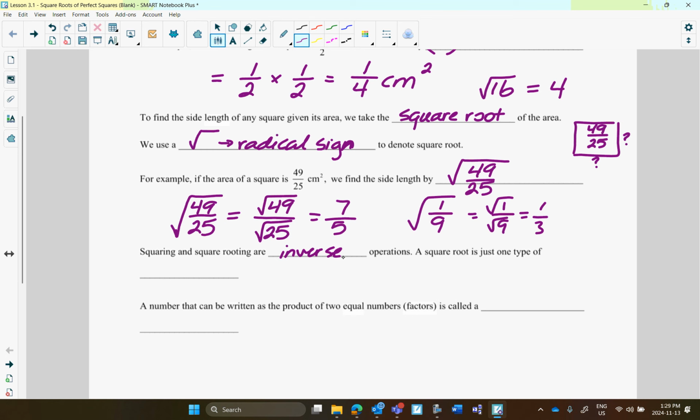And like I said, a square root is just one type of what we call radical, because there are different types of radicals. Like if I said, okay, the square root of 9 is 3, right? To find the square root of 9, you say, okay, what times itself gives me 9? And that's 3. What do you think this might be? Take a guess.